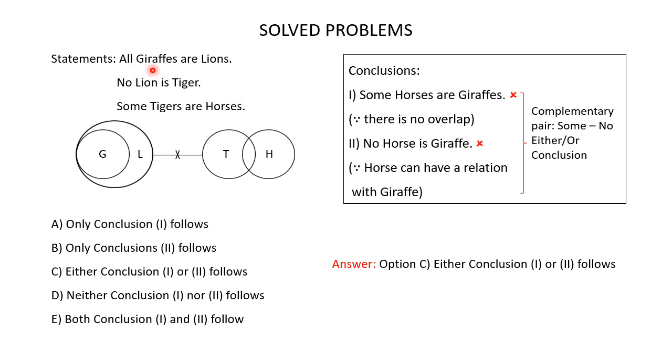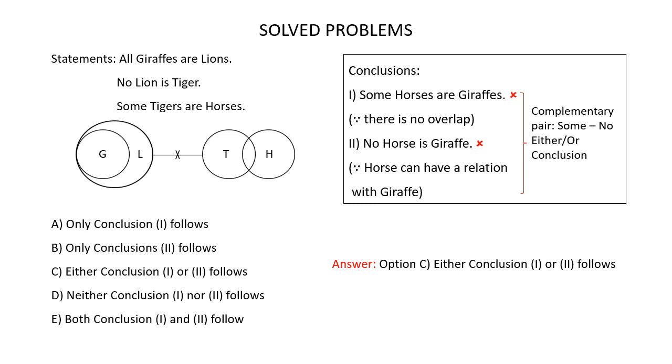All giraffes are lions. This means in the Venn diagram, all giraffes should be inside lions. No lion is tiger. So draw a circle for tiger and draw a line with a cross mark from lion to tiger to indicate that no lion is tiger. Some tigers are horses. So there has to be a partial overlap between tigers and horses. Now this is the basic Venn diagram for the given statements. Now based on this Venn diagram, let's find out which of the given conclusions follow.